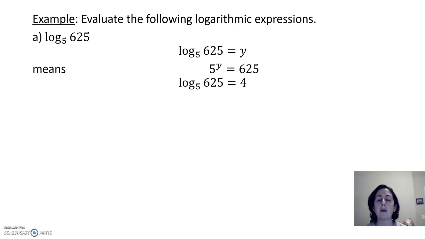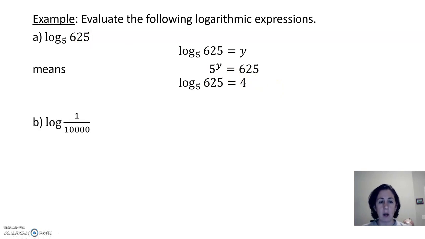When you are evaluating a logarithm, log base 5 of 625, you're basically saying, okay, 5 raised to what power gives me this result? This base raised to what power gives me that result? And the power we were looking for in this example was 4.